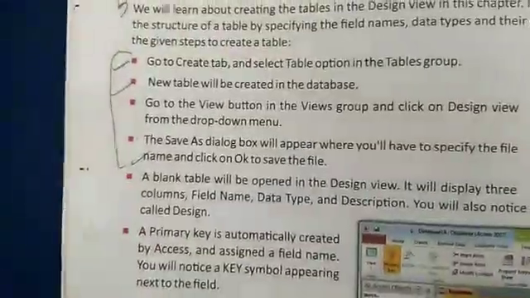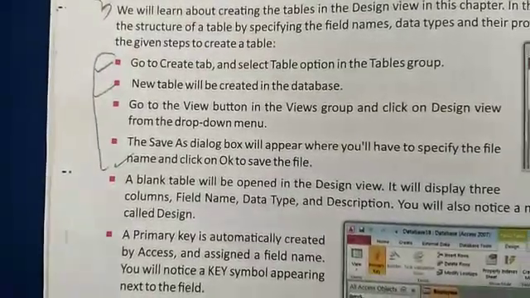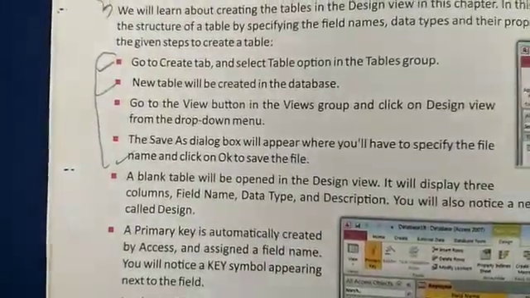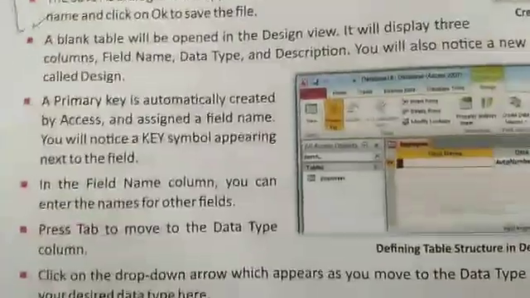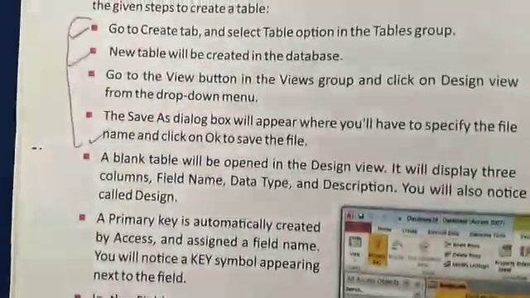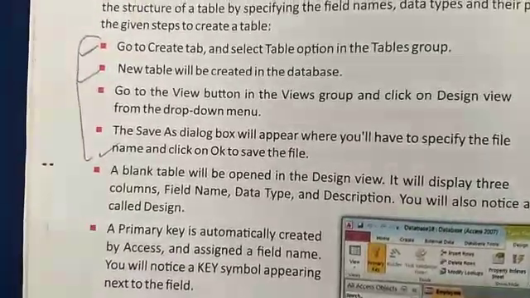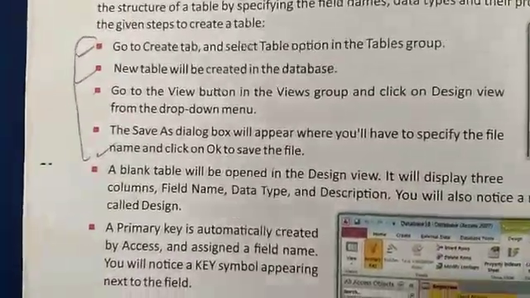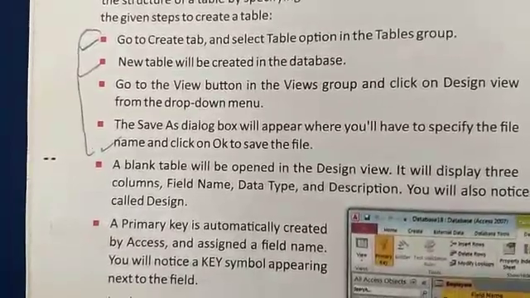First of all, go to the Create tab and select the Table option in the Table group. What you have to do? Go to the Create tab and select Table from the Table group. A new table will be created in the database. As you do this, a new table like this will be created.